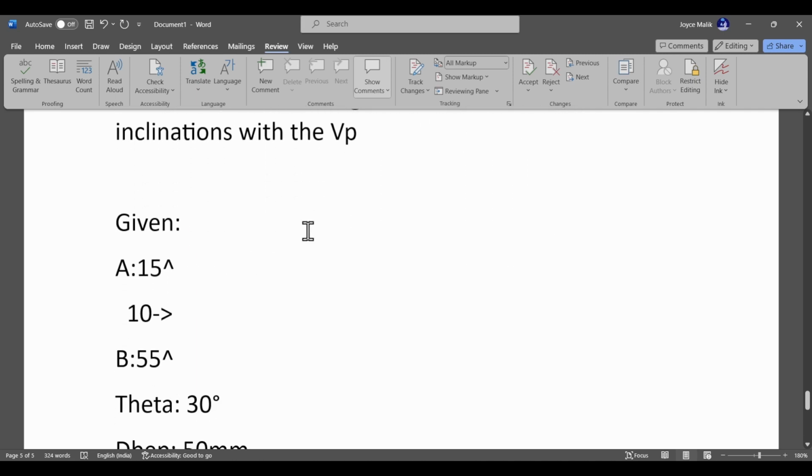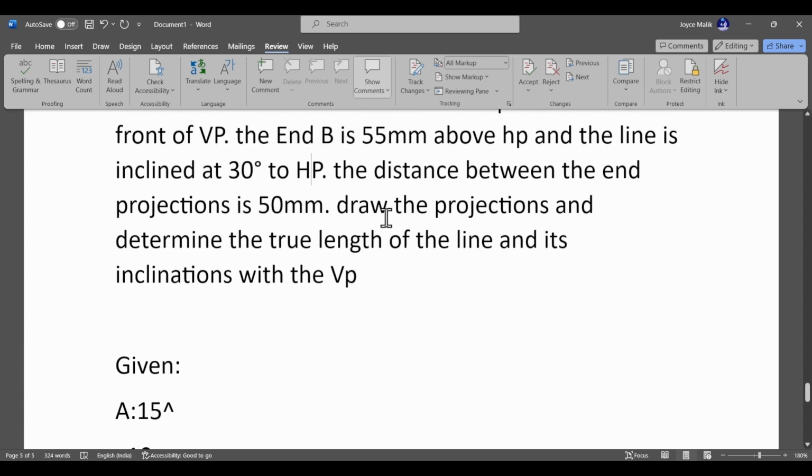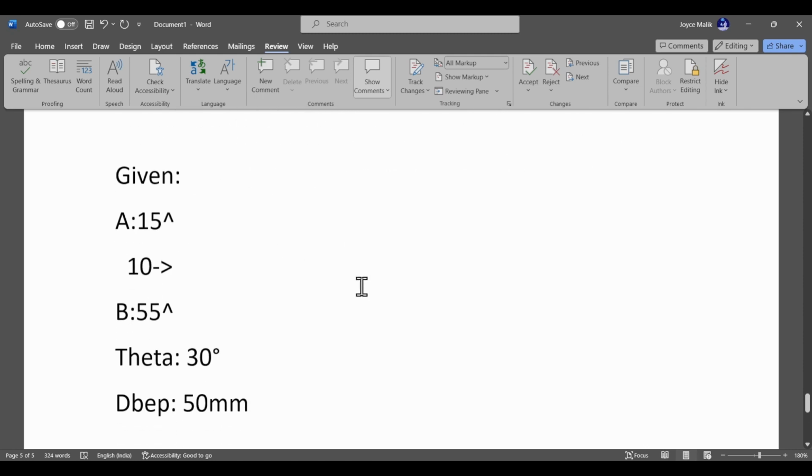Okay, which line is this? The end B is 55 mm above HP and the line is inclined at 30 degrees. So the true length is inclined at 30 degrees. So we have to draw the projections and find it out. So let's start with it.